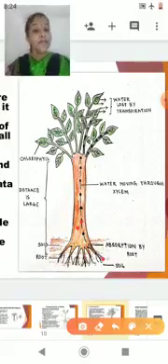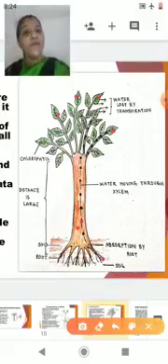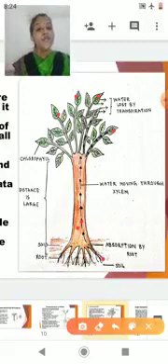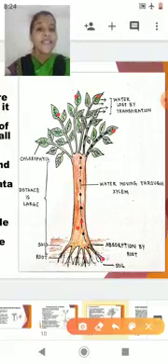Now what is a transpiration pull? Students, you are aware that the leaves, or the aerial part of the plant, lose water in the form of water vapor. So when it loses the water in the form of water vapor by the process of transpiration, there is always a scarcity of water in the leaves.